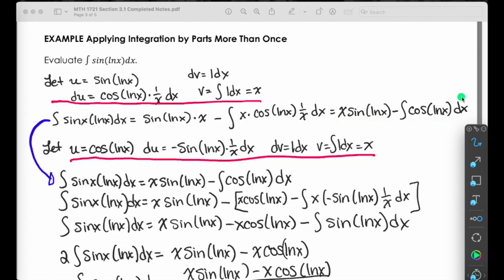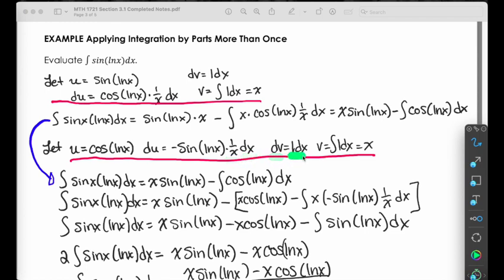Now, I have to use integration by parts again to evaluate this integral. So for this integral here, I'm going to do the same thing as we did last time, but I'm going to let u be cosine ln x, which means du is going to be minus sine ln x, and then using the chain rule, I have to multiply by the derivative of what's inside. So that would be times 1 over x and then dx.